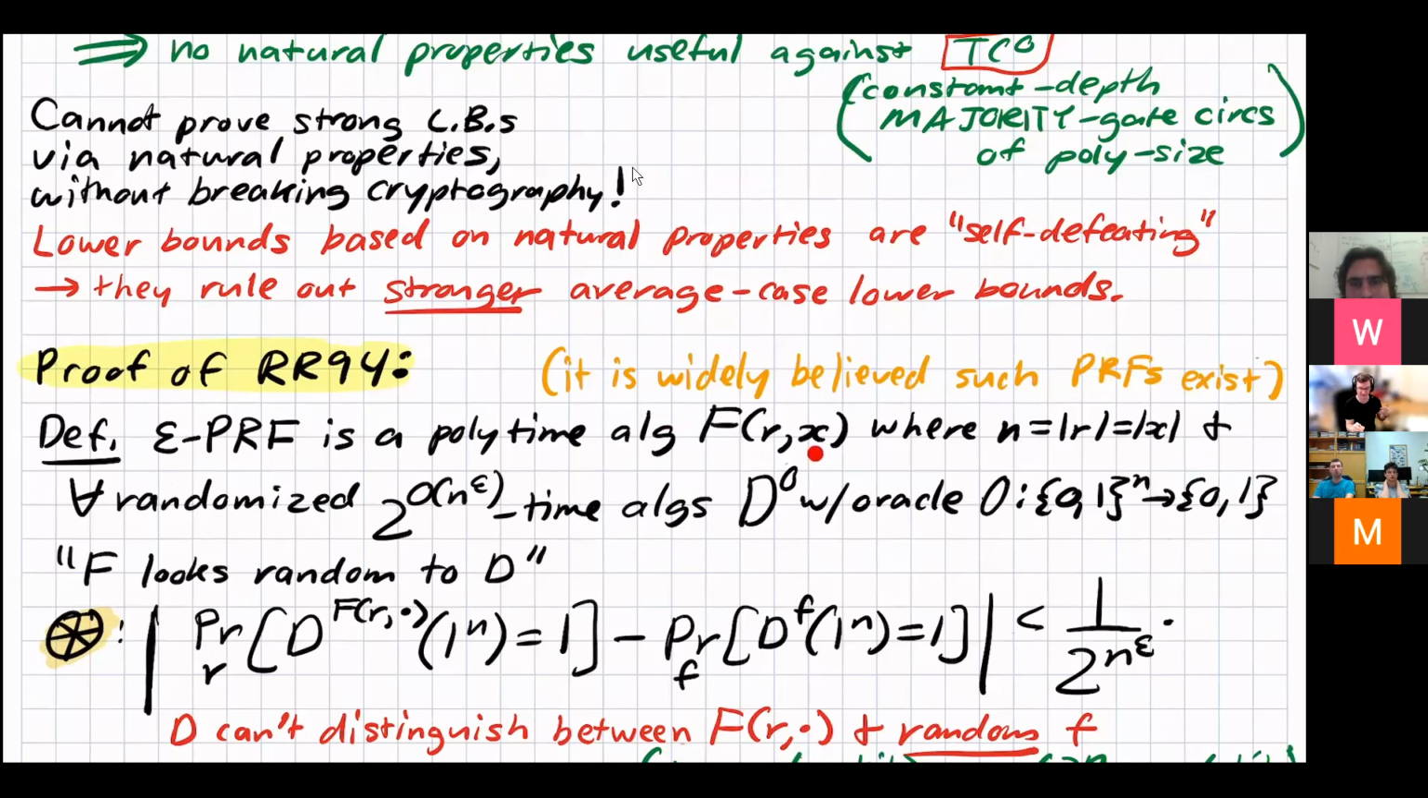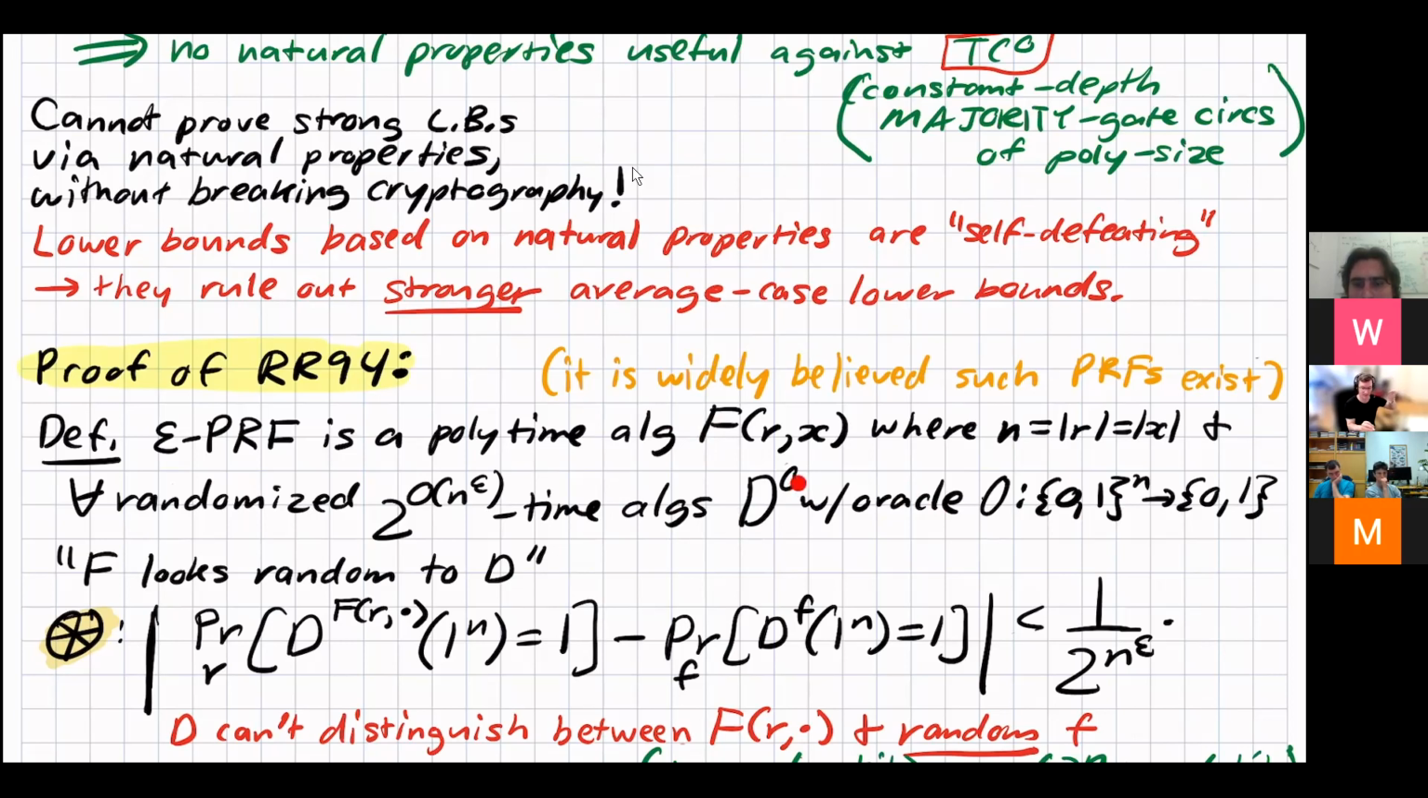It's supposed to look like a random function. The usual way in which we define that it looks like a random function is to talk about distinguishability, to say that no interesting algorithm can distinguish this function F from a completely random function. To formalize this, we say for every randomized 2 to the order n to the epsilon time algorithm D that takes an oracle, it will either take in capital F, our polynomial time algorithm, or it will take in little f, a completely random function.